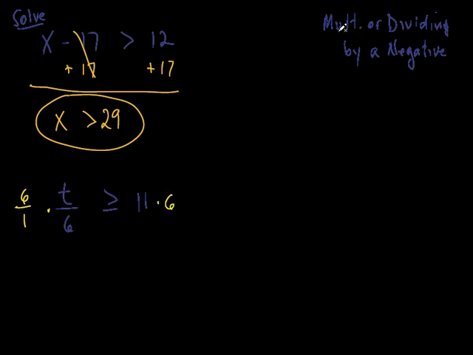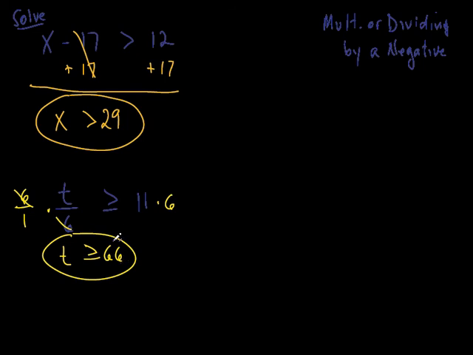Now, what was our exception again? Have we multiplied or divided by a negative number? No. We've multiplied, but by a positive number. So our exception doesn't take place here. So let's just do it like a regular algebra problem. The 6 cancels out. I'm left with t. This stays the same. That doesn't change. And then 11 times 6 is 66. And that's our answer. So t could be any number that's bigger or equal to 66.